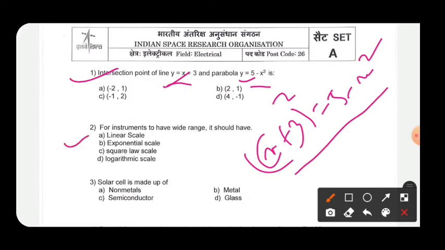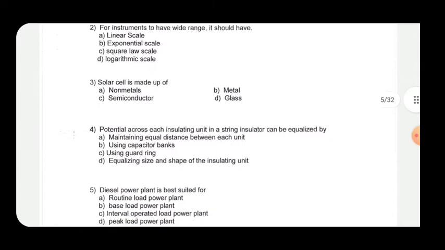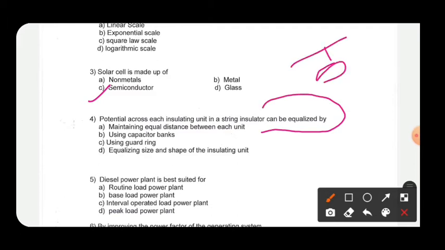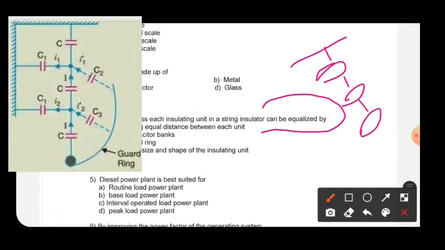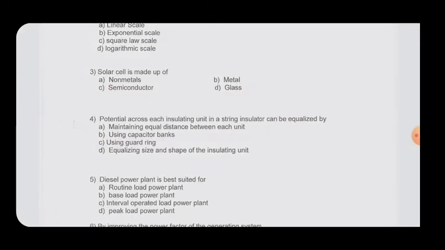The next question is: for an instrument to have a wide range, it should have a logarithmic scale. This is the most repeated question. Next is: a solar cell is made up of. All of you know a solar cell is made of a photovoltaic cell, which is a semiconductor. Next is: the potential across each insulating unit in a string insulator can be equalized by a guard ring provided in the transmission line. Using the guard ring, the potential across each string can be balanced. This is from the power system topic.